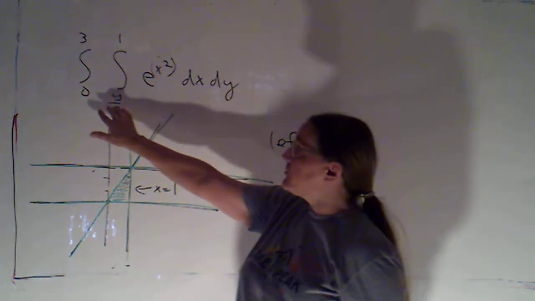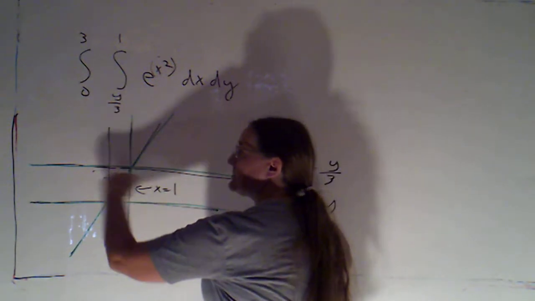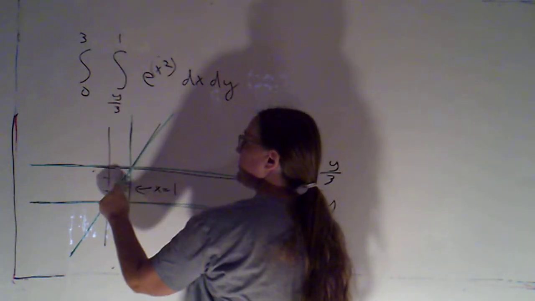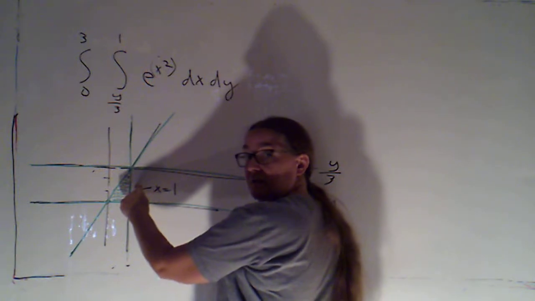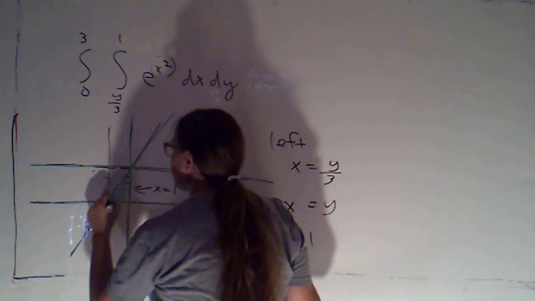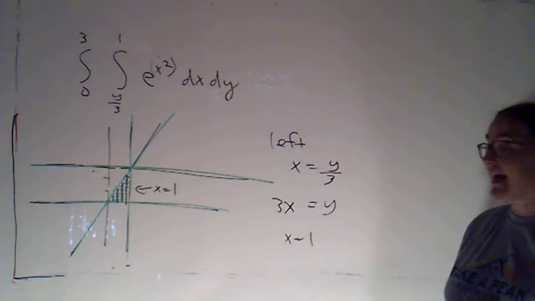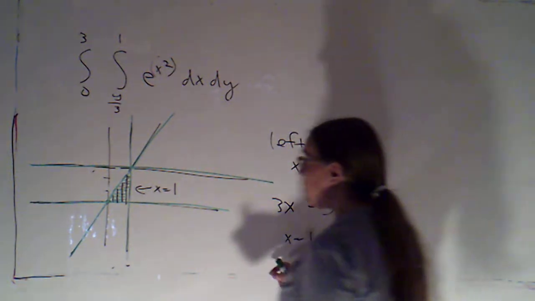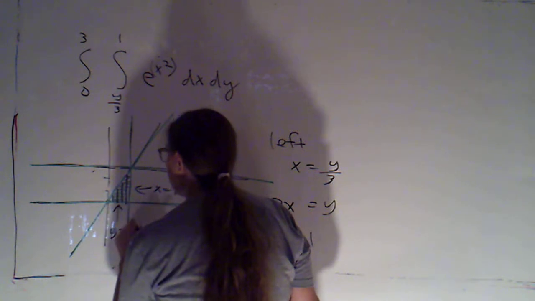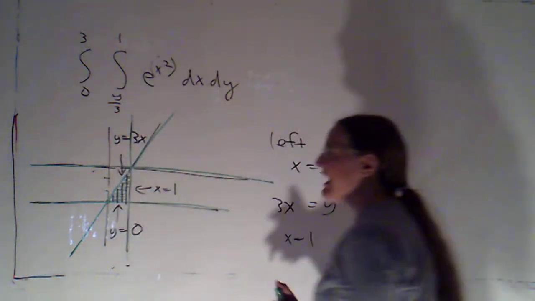And these limits of integration were set up so that we were essentially slicing things horizontally. So that when we calculated our cross-sectional area, we were integrating from left to right. If I want to switch my limits of integration, I want to set it up so that I'm slicing things vertically instead. Okay. So I can say now the bottom is y equals 0. The top is y equals 3x.